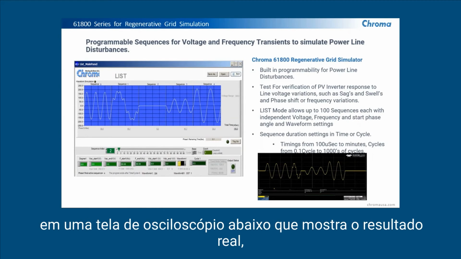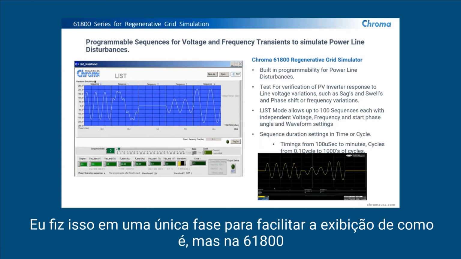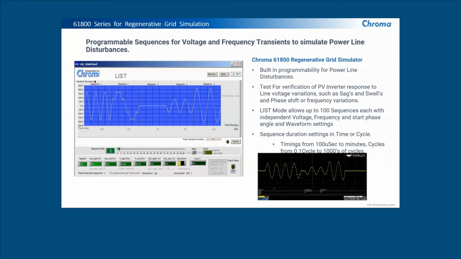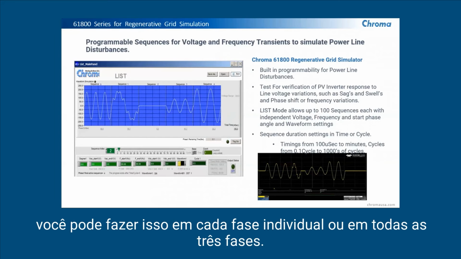The scope screenshot below shows you the actual result, the output. I did it on a single phase to make it easy to show you what that looks like. But on the 61800, you can do this on each individual phase or all three phases.